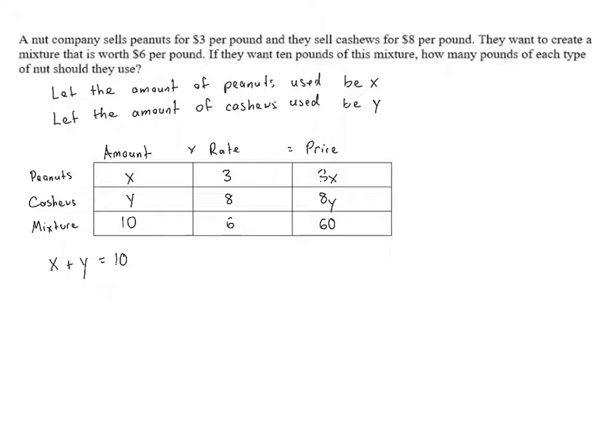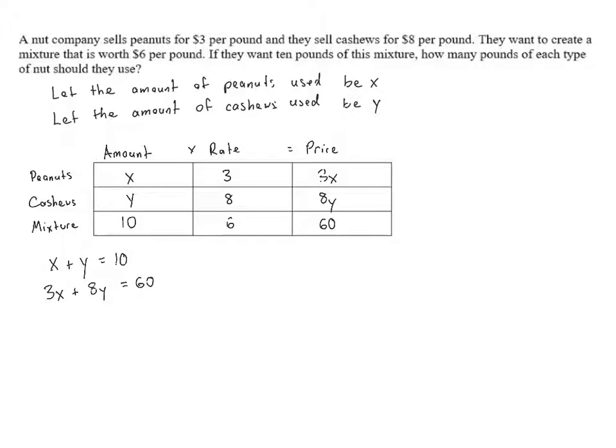Then we look at the price. If we're mixing X pounds of peanuts and Y pounds of cashews, then the peanuts are worth $3X and the cashews are worth $8Y, and 3X plus 8Y has to equal the total value of the mixture, which we said had to be $60. So we have X plus Y equals 10, and 3X plus 8Y equals 60. We can solve this by substitution or elimination. I'm going to use substitution.